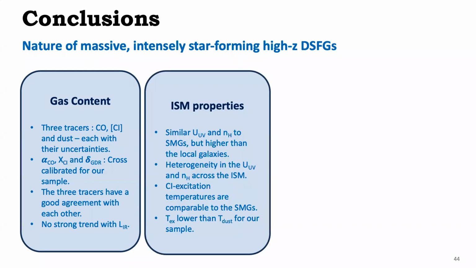When we study the ISM properties, on first look they are very similar to the SMGs in radiation field intensity and density. But moving to high resolution observations, we can see there is a large heterogeneity in their ISM. The excitation temperatures of these galaxies are quite similar to the other SMGs in the literature, and they have a lower excitation temperature than the dust temperature.